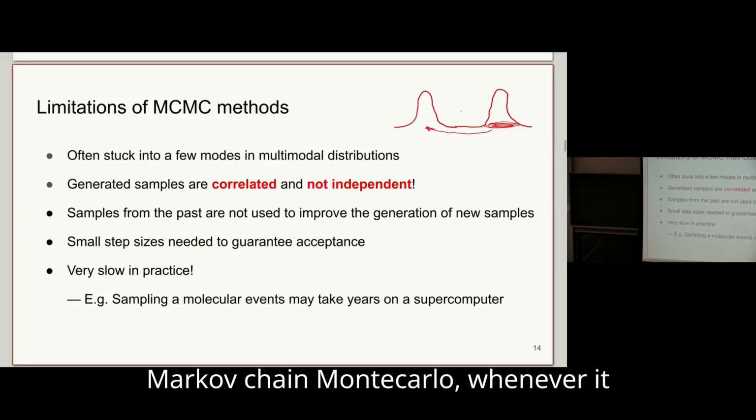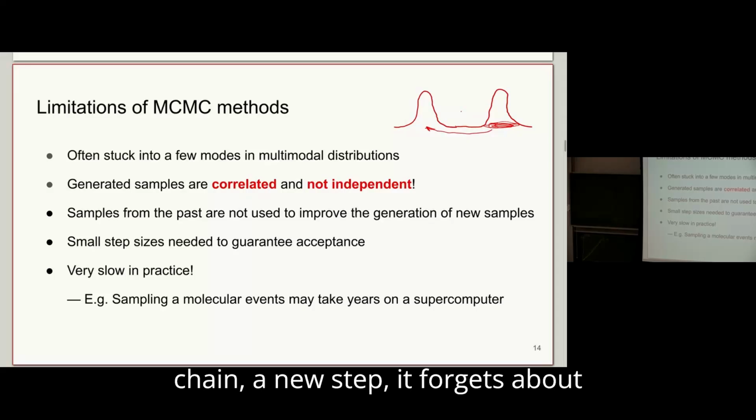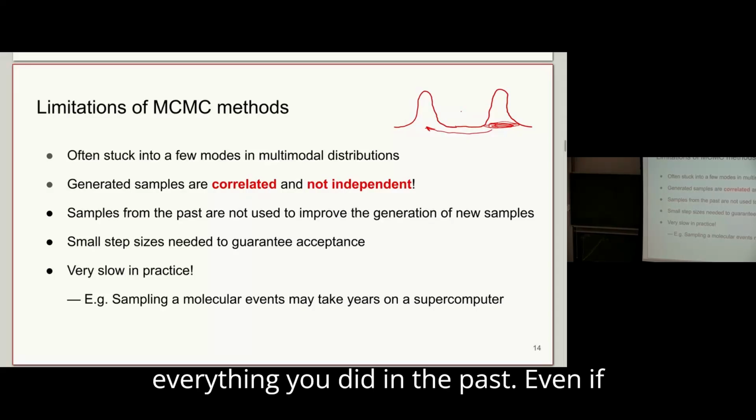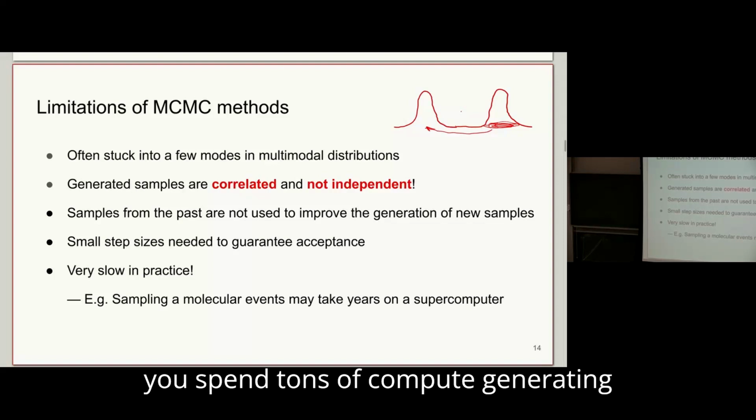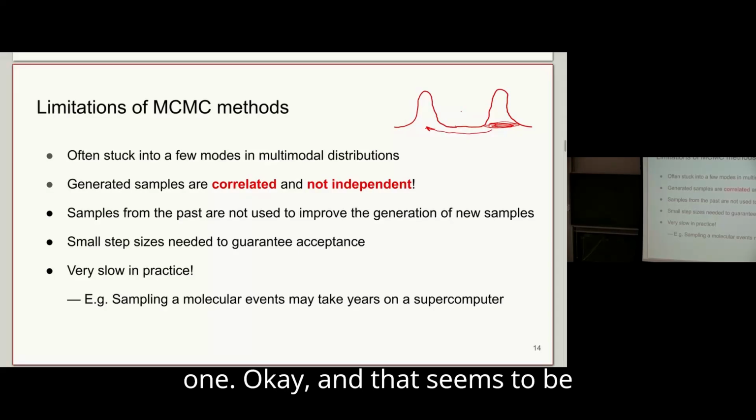The other thing is that Markov chain Monte Carlo, whenever it needs to generate a new sample in the chain, a new step, it forgets about everything you did in the past. Even if you spend tons of compute generating thousands of samples in the past, the next sample is using only the previous one, okay? And that seems to be wasteful.